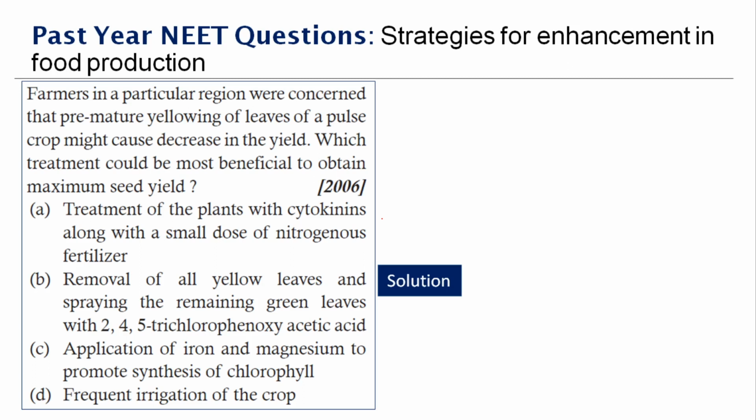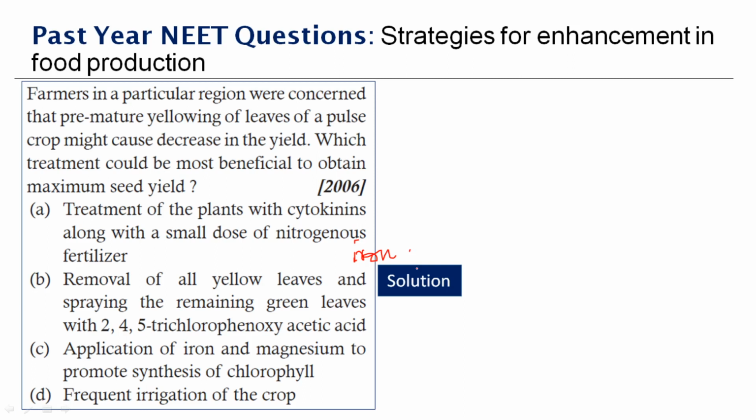Treatment of the plants with cytokinins along with small dose of nitrogenous fertilizer. No. See, one thing you need to note here is because iron promotes the formation of chlorophyll and magnesium. What is required? Iron, right? It is an integral part of the chlorophyll molecule. So in the absence of these nutrients, plants will show chlorosis or leaves will get yellow.